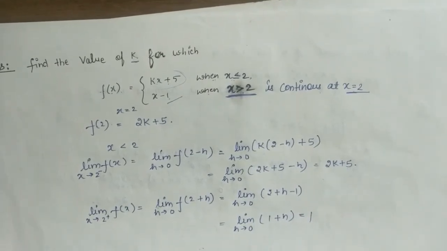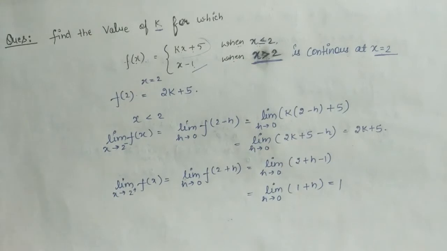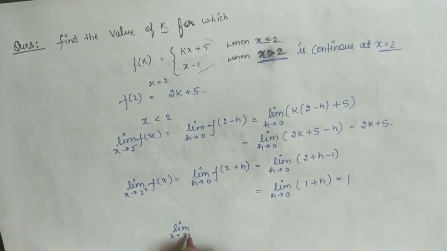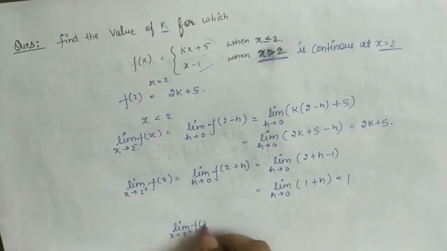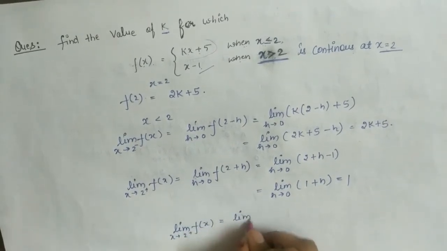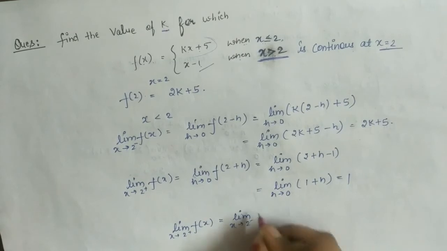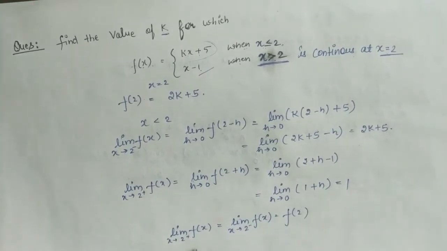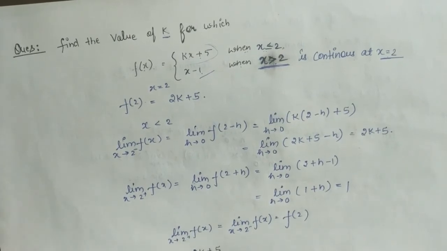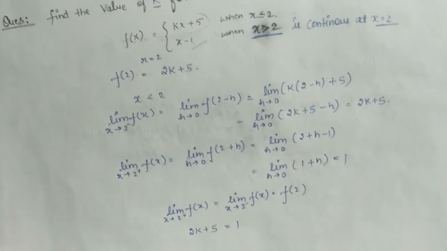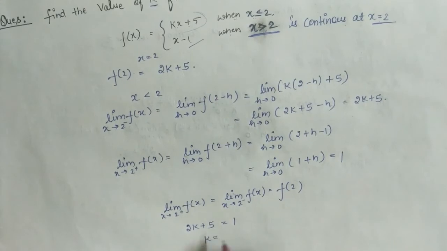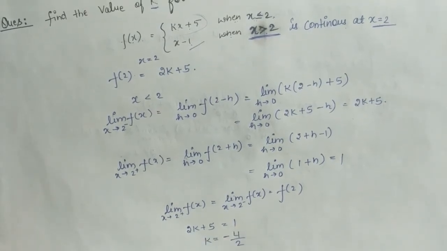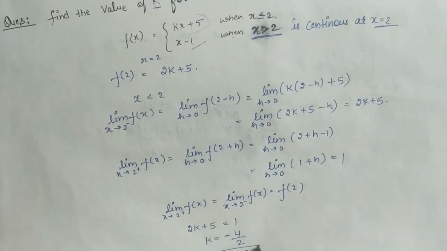Now our function is continuous at x = 2. So right hand limit is equal to left hand limit is equal to f(2). So 2k plus 5 = 1. So here k = minus 4 upon 2. So k = minus 2.